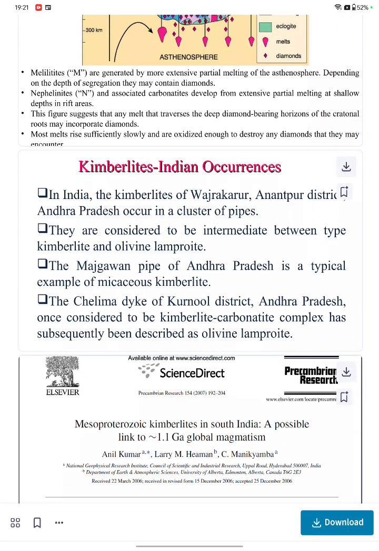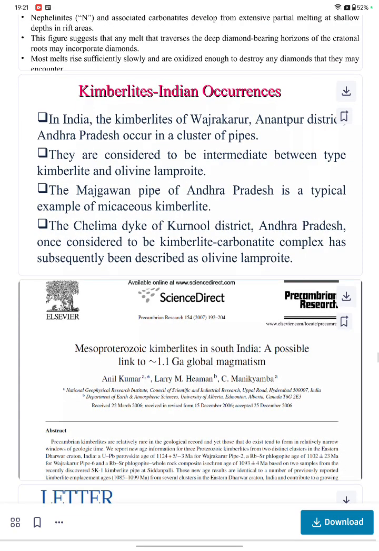Kimberlite's Indian occurrences. So we have Wajrakarur, Anantapur district, Andhra Pradesh. They have a cluster of pipes and are considered to be intermediate between the typical kimberlite and olivine lamproite. Majhgawan pipe of Madhya Pradesh is a typical example of micaceous kimberlite, and the Chelima dike of Kurnool district, Andhra Pradesh, is considered to be kimberlite. The carbonatite complex has subsequently been described as olivine lamproite.